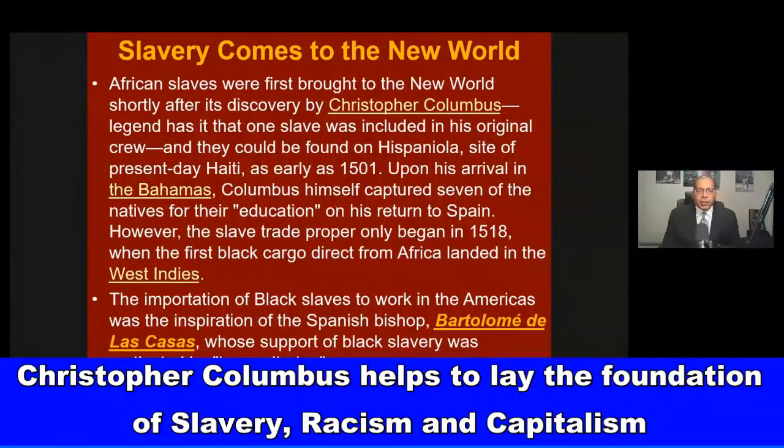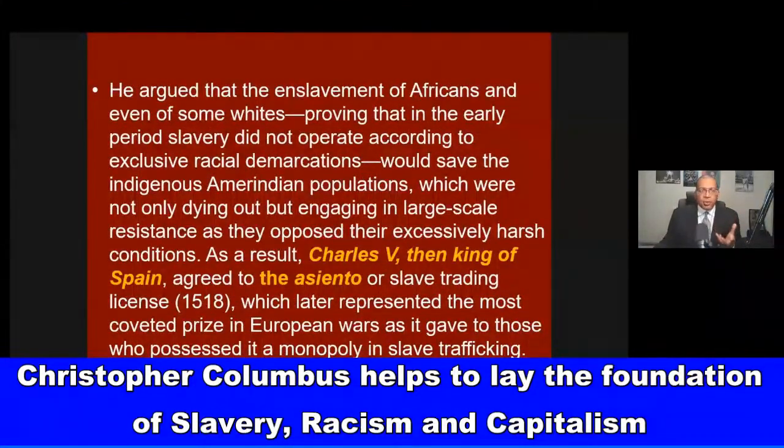The importation of Africans to work in the Americas was the inspiration of the Spanish bishop Bartolomé de las Casas, whose support of black slavery was motivated by humanitarian concerns. And de las Casas is a bishop. He travels on some of the voyages with Columbus. He keeps a diary and he documents the atrocities that Columbus inflicts on the indigenous people. And he said that Columbus was responsible for killing 12 million to 25 million indigenous people. Okay, so he's going to advocate that they stop enslaving Native Americans, try to save their souls. They suffered enough, and enslave African people, and white people to a lesser extent.